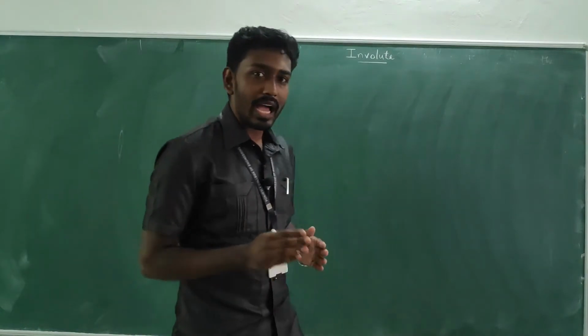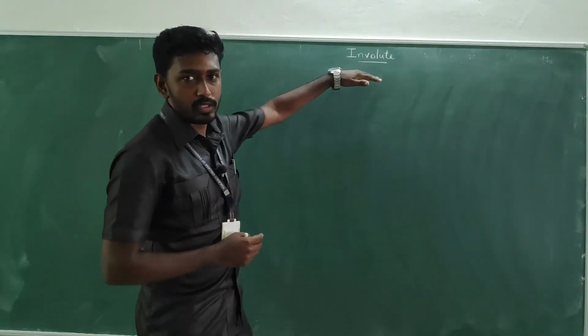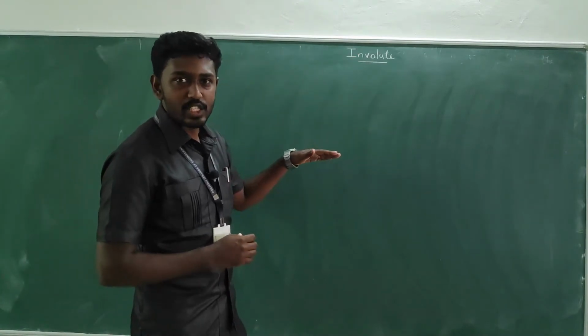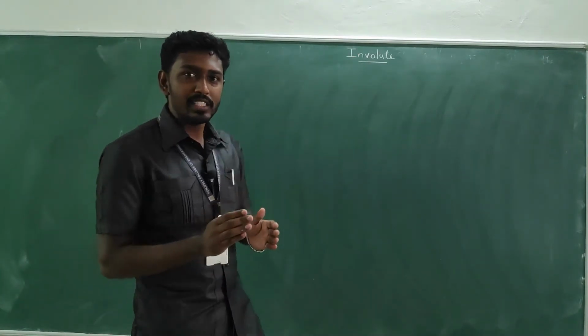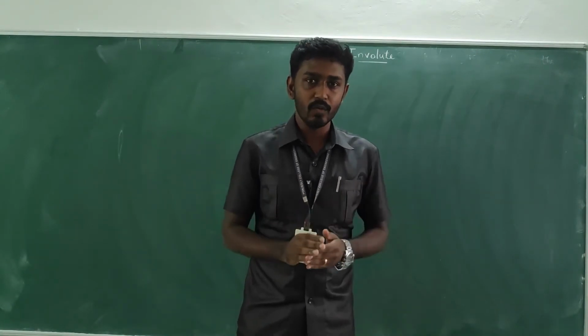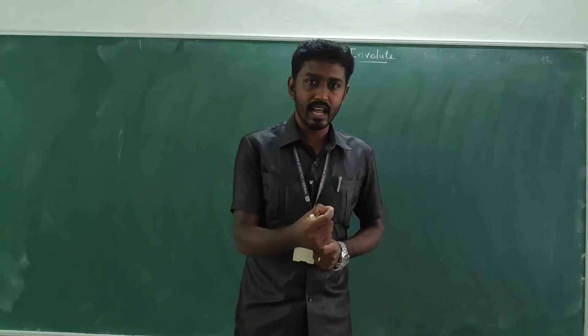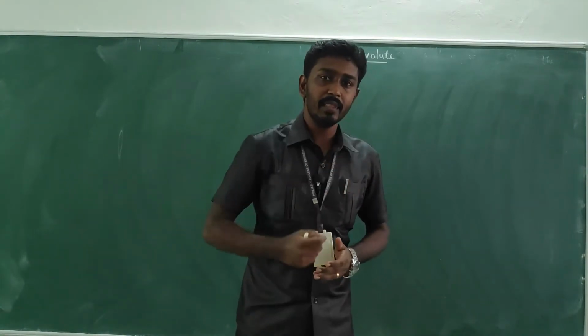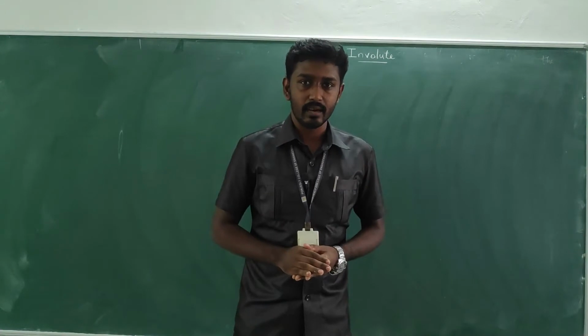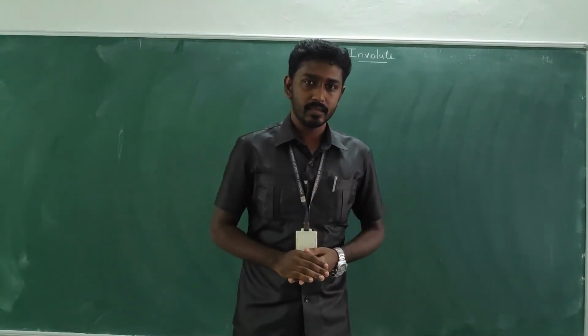And in this video, I will give you a short introduction about an involute. It's another part of the special curve. What is meant by an involute? Involute is a curve traced by an end of the string or thread when it is unwound from the polygon or circle, always keeping the string very tight.